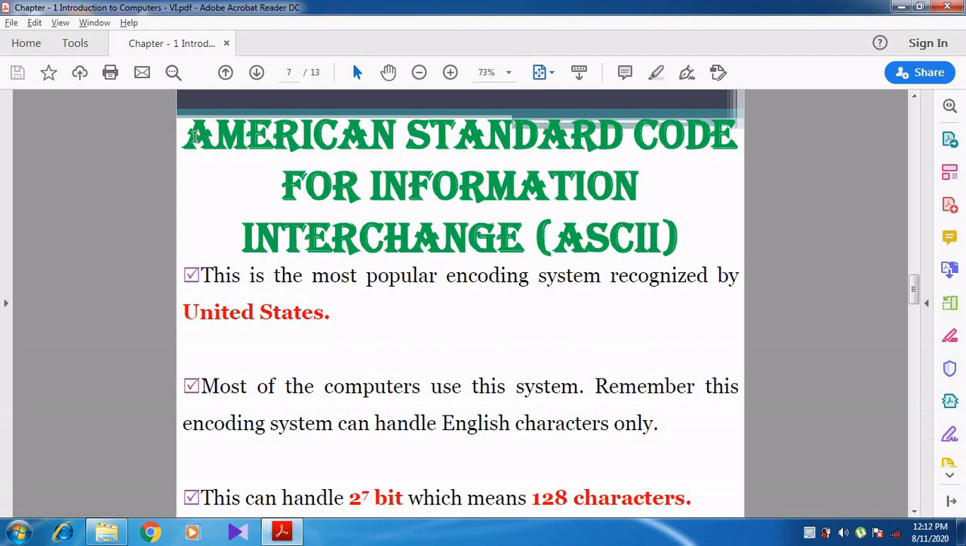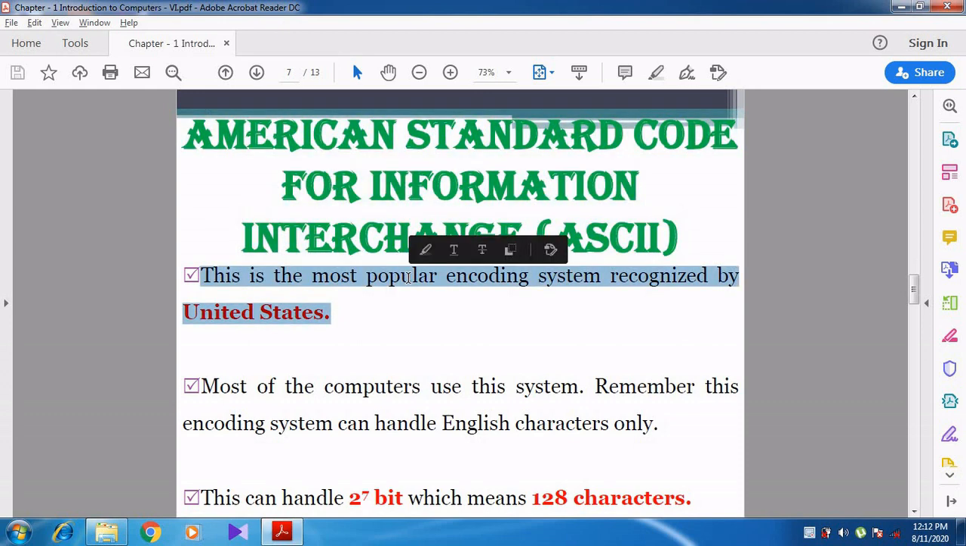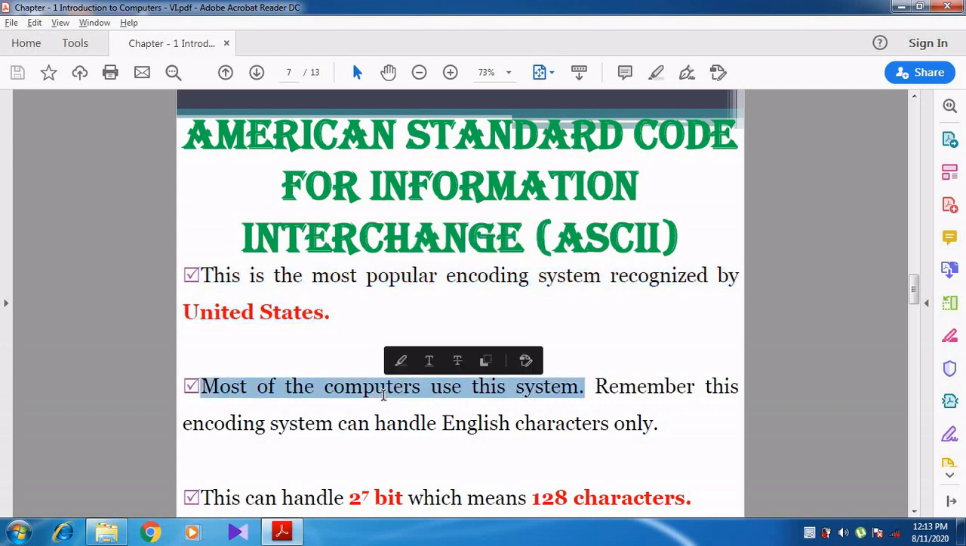Then American Standard Code for Information Interchange, ASCII. They used to call it ASCII, American Standard Code for Information Interchange. This is the most popular encoding system recognized by the United States of America. They developed this particular encoding system, so that's why they have given the name American Standard Code for Information Interchange. Most of the computers use this particular system.